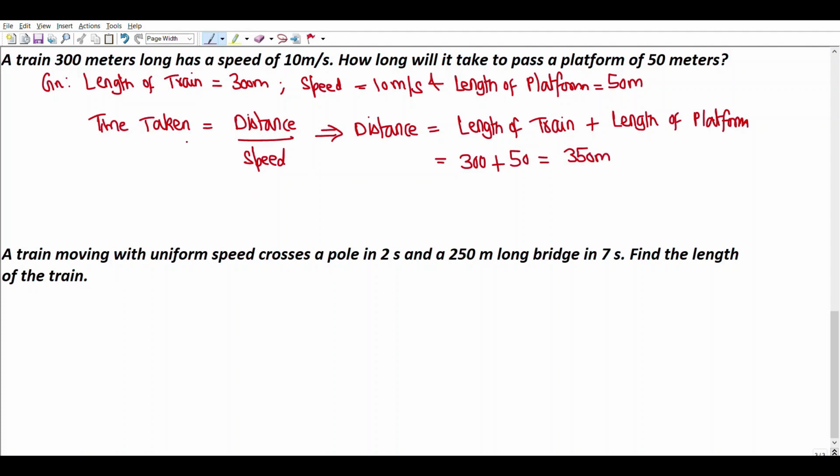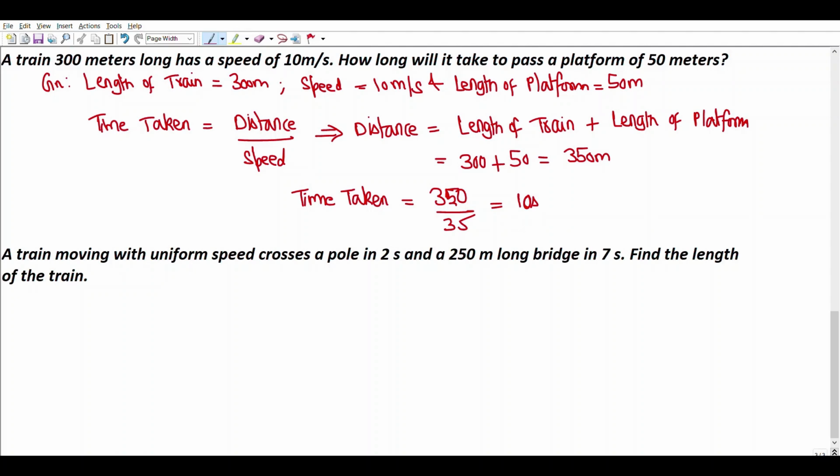So now we know the speed of the train along with the distance traveled by the train. Therefore, time taken is equal to 350 divided by 35, which is equal to 10 seconds. Therefore, the train takes 10 seconds to cross a platform of 50 meters at a speed of 10 meters per second. Let us solve one more example.